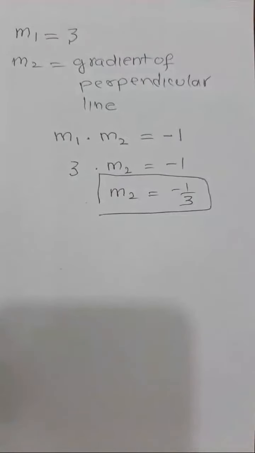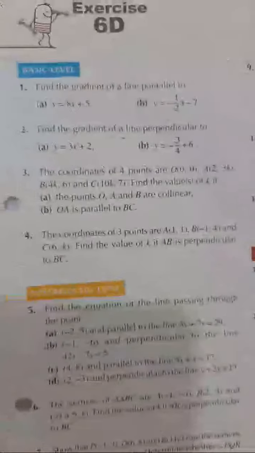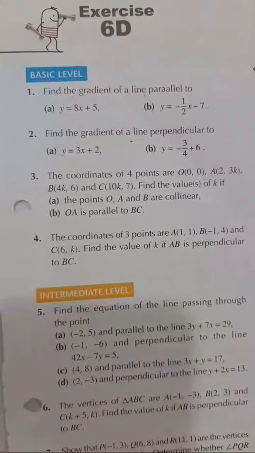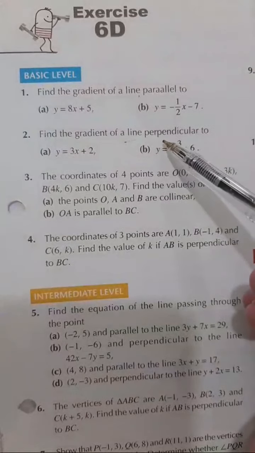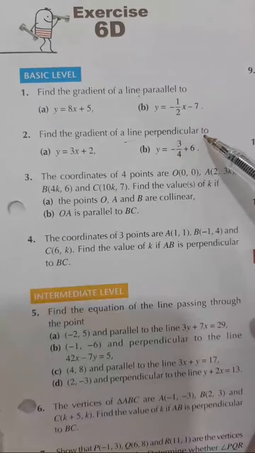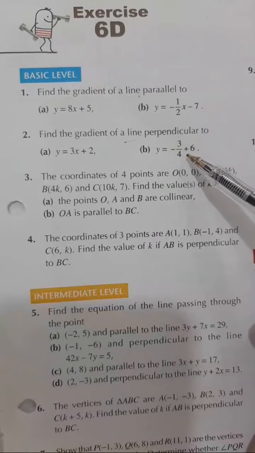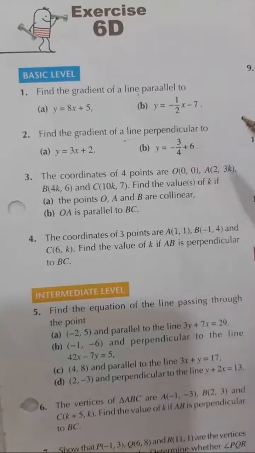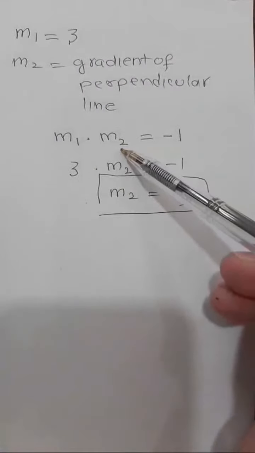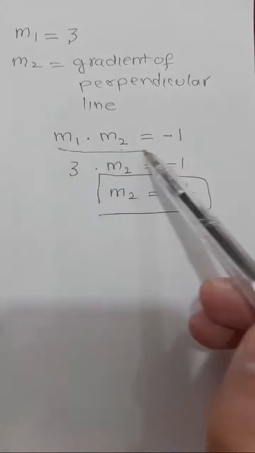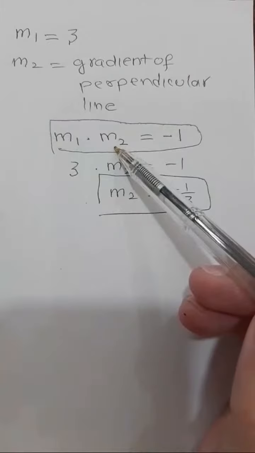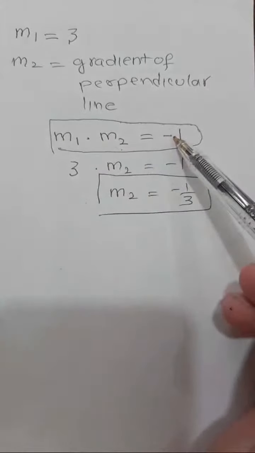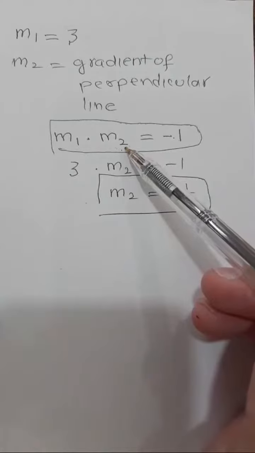Then we have question number 2 part B. This is question number 2 that says find the gradient of a line perpendicular to this line. So first of all, we are going to find the gradient of this line, and then by using the equation m1 times m2 equal to -1, that is the equation that represents the product of the gradients of two perpendicular lines is equal to -1. From here we can find the gradient of the perpendicular line.